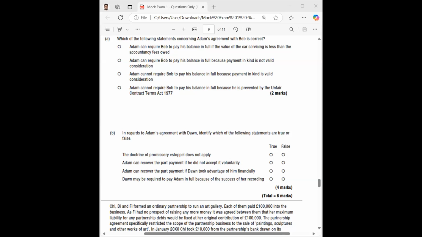Guys, when it comes to remedy, when consideration has been paid, a consideration needs to be sufficient, isn't it? Not adequate. So in this case, the correct statement concerning Adam's agreement with Bob would be that Adam cannot require Bob to pay his balance in full because the payment in kind is a valid consideration.